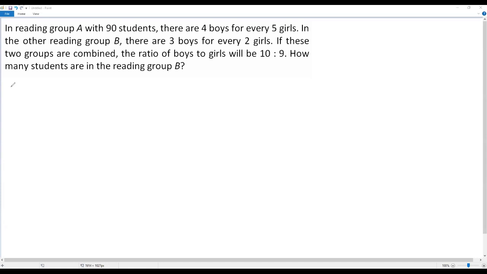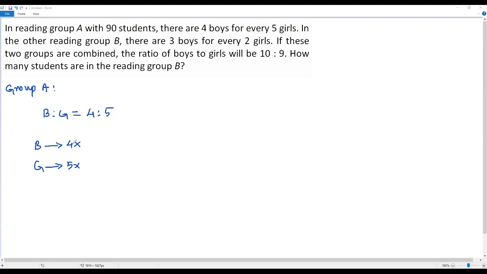Okay, first let me consider the reading group A. In reading group A, we have the ratio between the boys and girls. That is, there are 4 boys for every 5 girls. It is 4 to 5. Now, to find the number of boys and number of girls from the terms of the ratio, I have to multiply the terms of the ratio by the same non-zero number, say x. That is, the number of boys is 4x, the first term multiplied by x. To get the number of girls, I multiply the second term by the same non-zero number x, that is 5x. Because 4 corresponds to boys and 5 corresponds to girls.